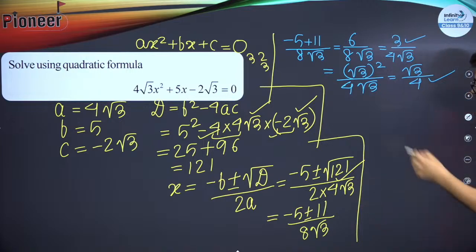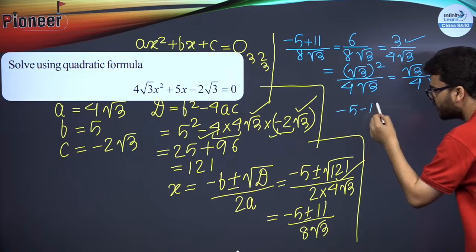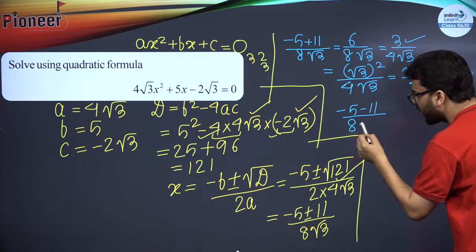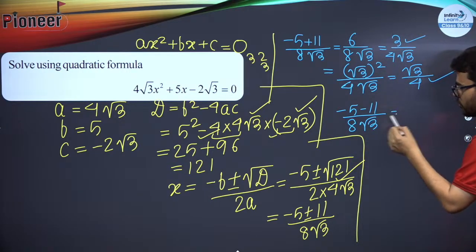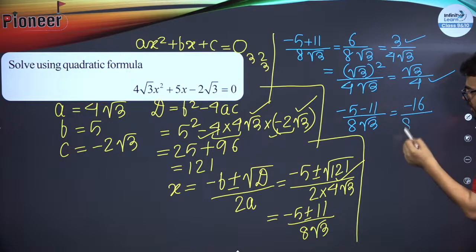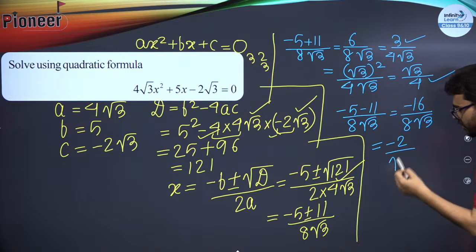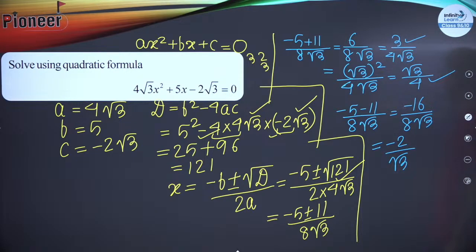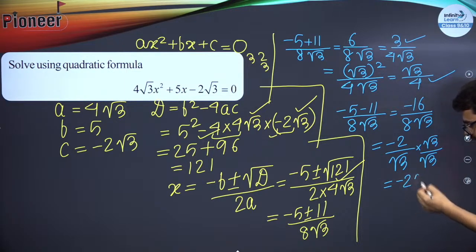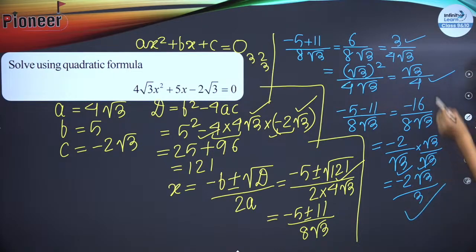The other root, when you take the negative sign: minus 5 minus 11 by 8 root 3 over here. So can I say this is equal to minus 16 by 8 root 3. So this will give you what, guys? This will give you minus 2 by root 3. Now don't put the denominator as an irrational number. Rationalize the denominator by multiplying and dividing by root 3 over here. So what will you get? Minus 2 root 3, and in the denominator root 3 into root 3 is 3. So these are the two roots of this quadratic equation. I hope it is clear.